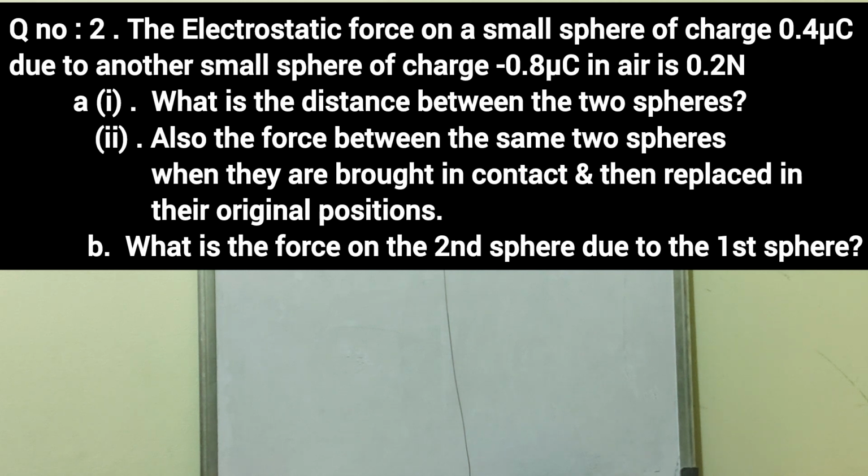The questions are like this. The first one, A. What is the distance between two spheres? So you have to find the distance between the two spheres, and also the force between the same two spheres when they are brought in contact and then replaced in their original position. The second question is, what is the force on the second sphere due to the first?